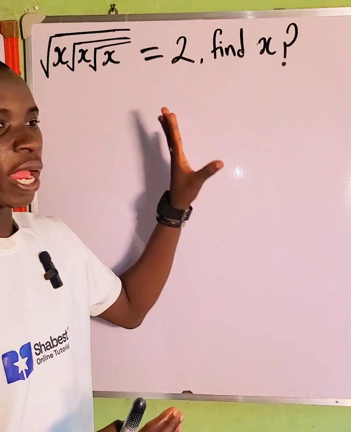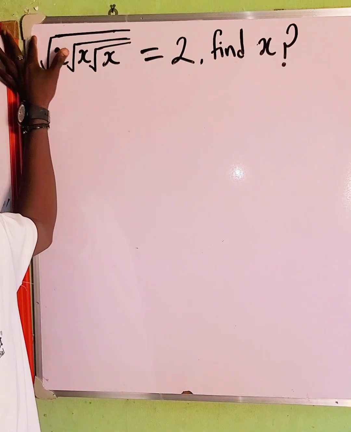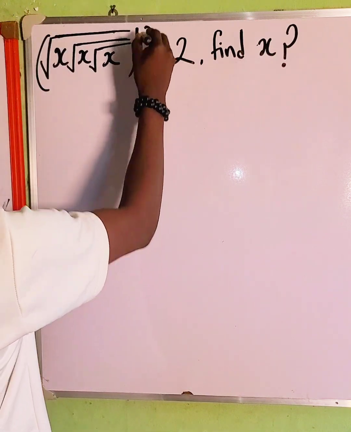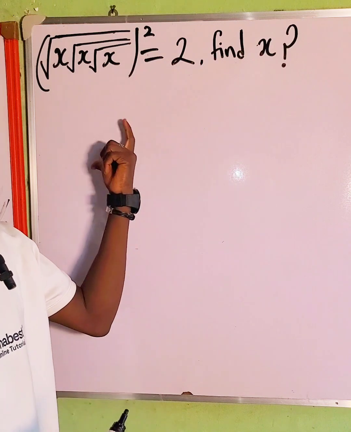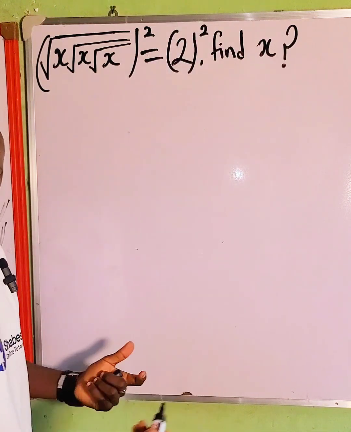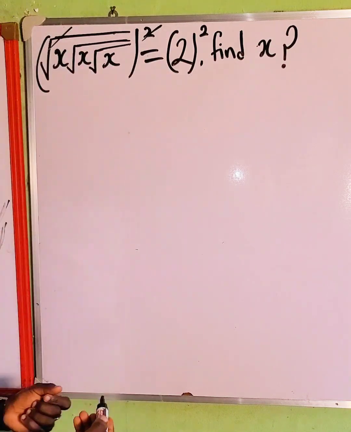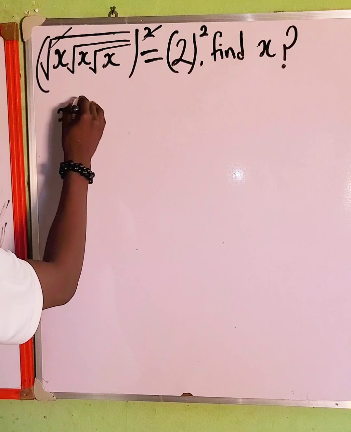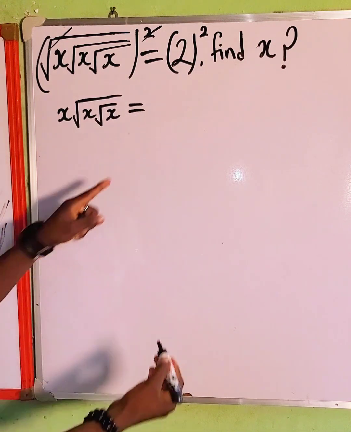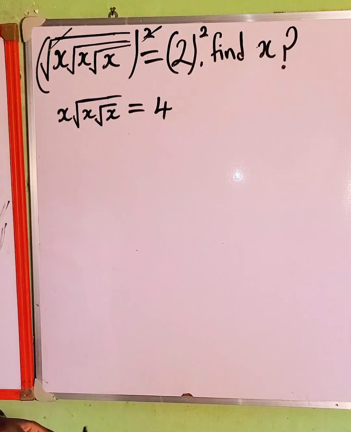Now, what do we do? We are going to square both sides of this equation in order to eliminate this first square root. When we do that, we square the left hand side. Then in an equation, if you do anything to one side, make sure you do it to the second side. So we also square the right hand side. This square is going to eliminate the square root. We are left with x into square root of x into square root of x, which is equal to 2 raised to the power of 2, implying 2 multiplied by 2, which is going to give us 4.